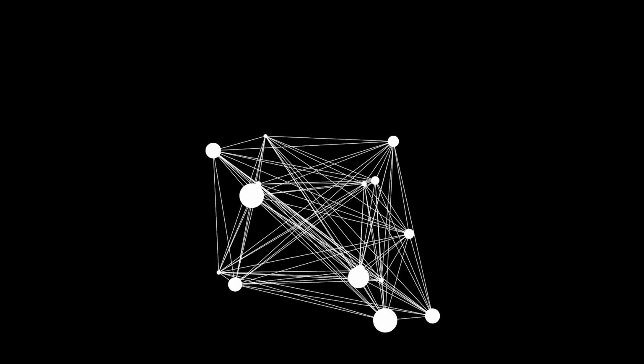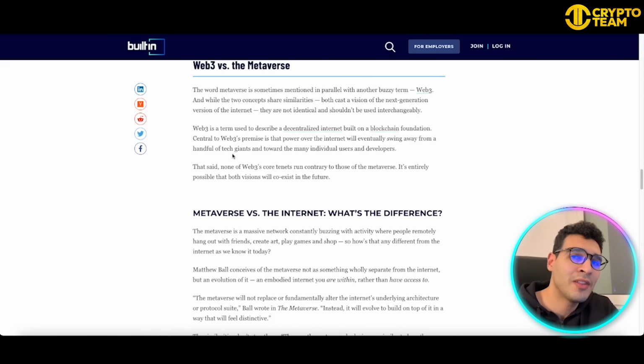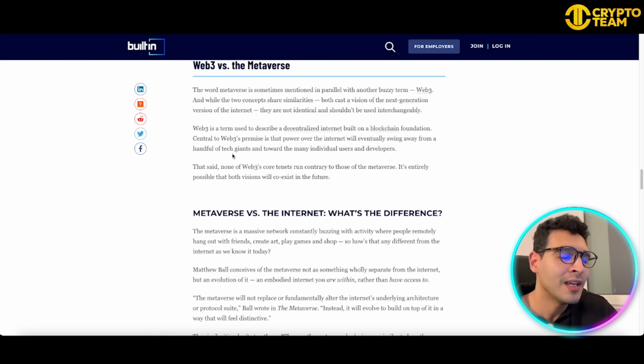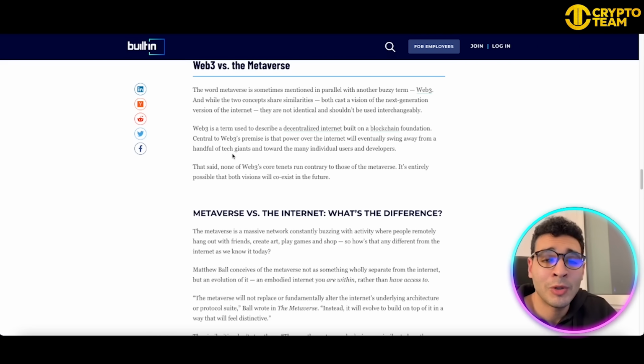Central to Web3's premise is that power over the internet will eventually swing away from a handful of tech giants towards the individual, meaning that Web3 is giving the power back to individuals, users, me and you and all other people. It's not really controlled by tech giants or big names in the market, it's going to be more readily available for everyone to participate and to give their contribution.